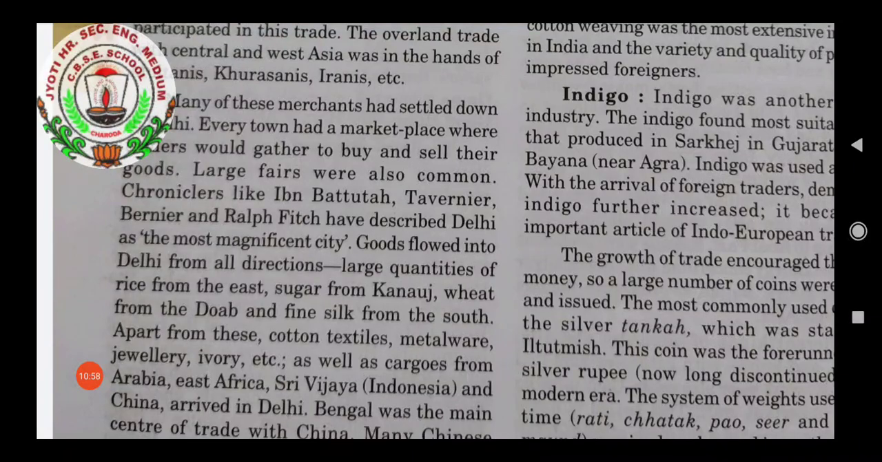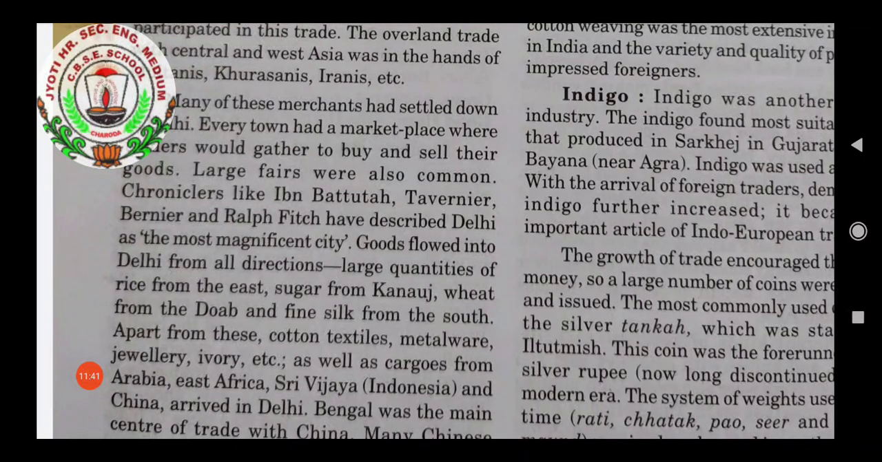Now in Delhi, for trade or commerce, or for the buying and purchasing of goods, goods and items were coming from all directions. For example, rice was coming from the east part of the country, sugar from Kannauj, wheat from the Doab, and fine silk from the south for trade here in Delhi. Now beside this, cotton textiles, metalware, jewelry, ivory, etc.